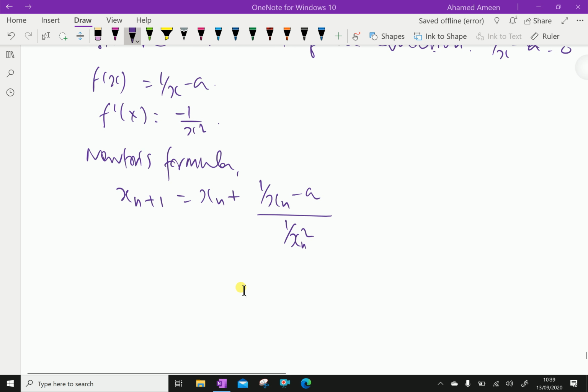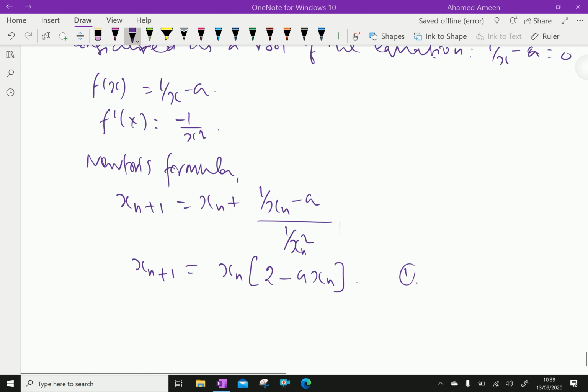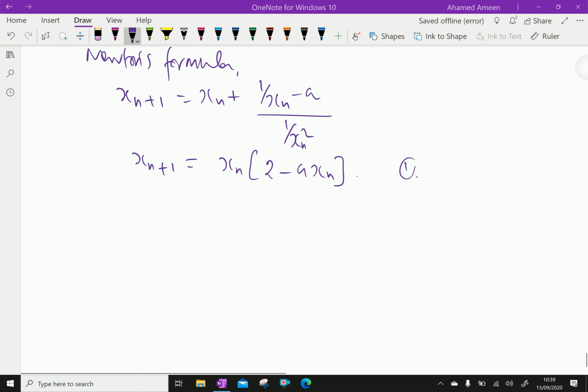So by rearranging, we'll get x n plus 1 equal x n into (2 minus a x n). This is the Newton's iterative formula for finding the inverse or reciprocal of a number.